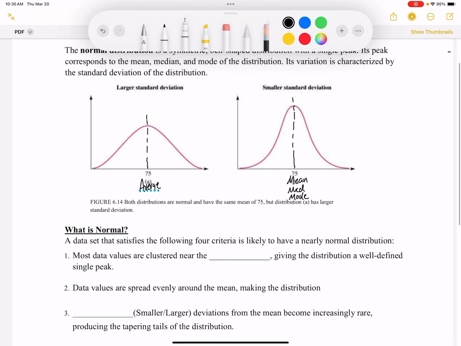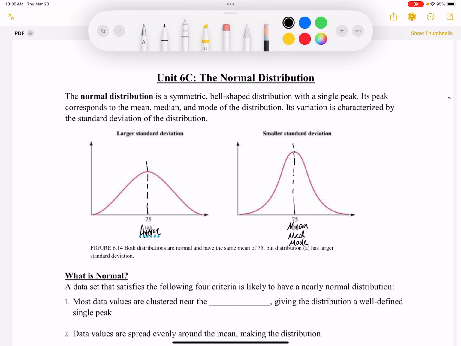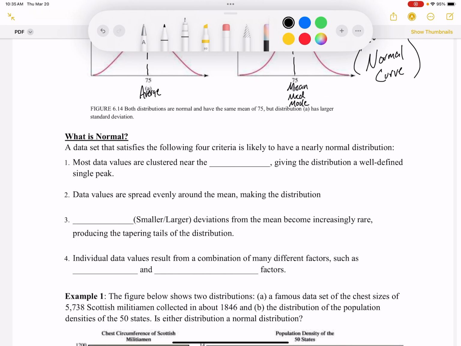All right. So basically this is called the normal distribution, or they call it a bell-shaped curve, which just means it's a normal curve. All right, what is normal? What does it mean to be normal? That's a question many people have been wondering in their lives.